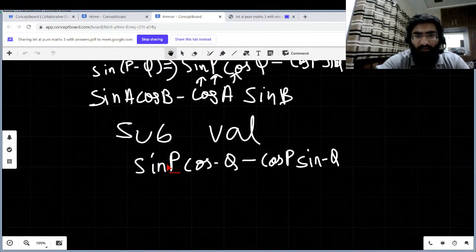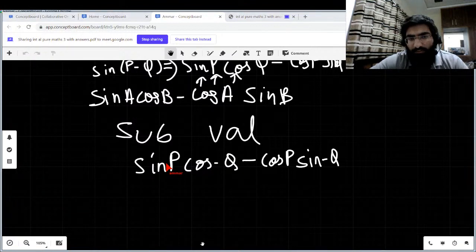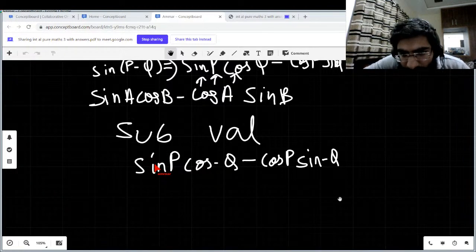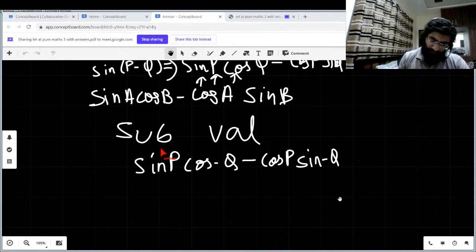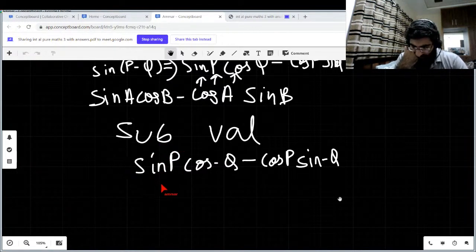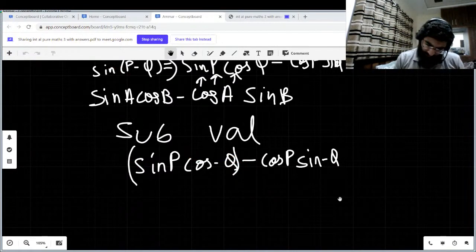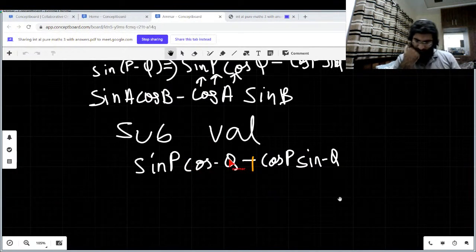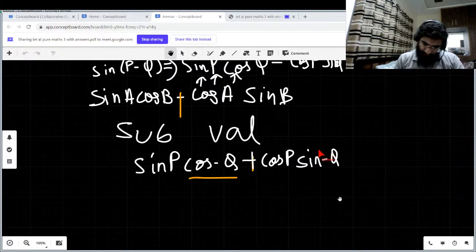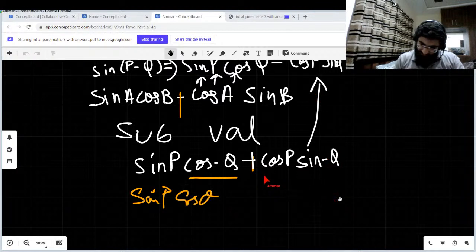Cos of minus q is equal to cos q, while sine of minus q, what did you do? Here it should have been plus, because you were using the formula of sine a plus b. Okay, then cos minus q is equal to cos q, so this will stay sine p cos q, and sine minus q is minus sine q, so this will become minus cos p sine q.